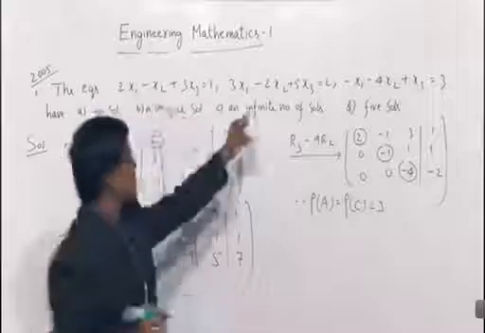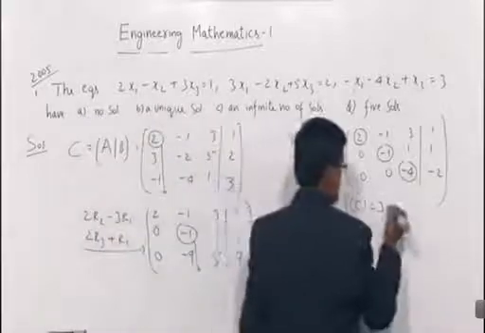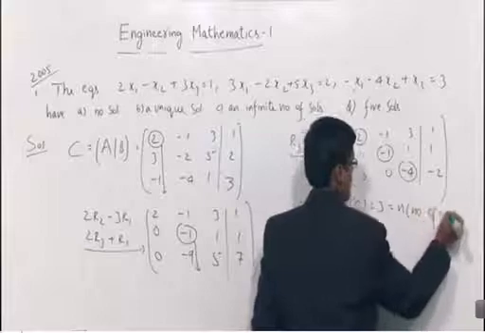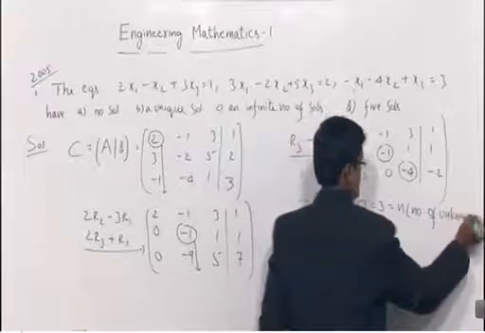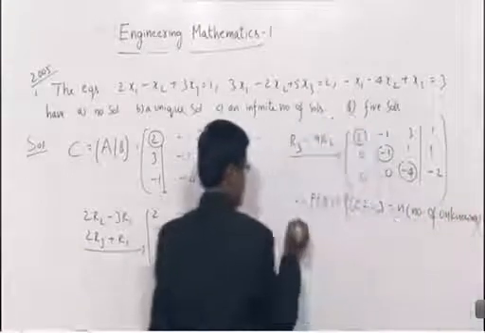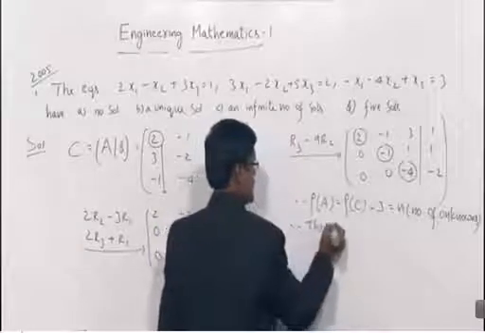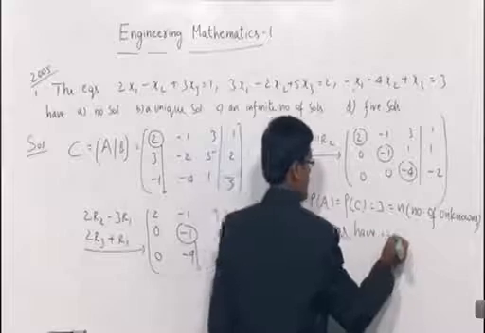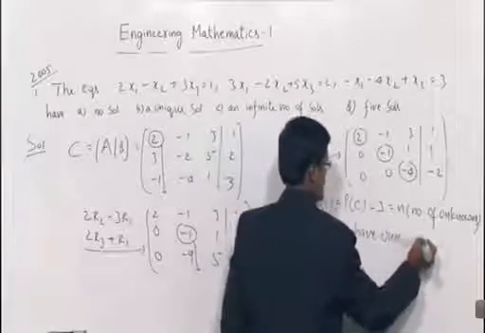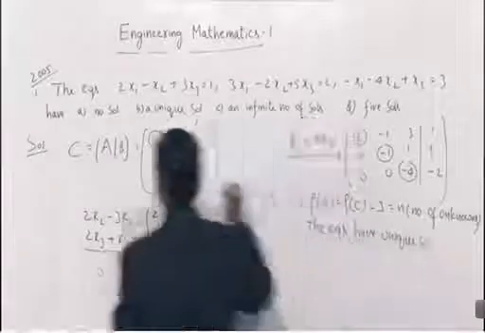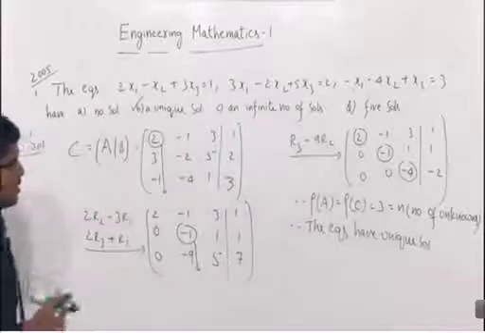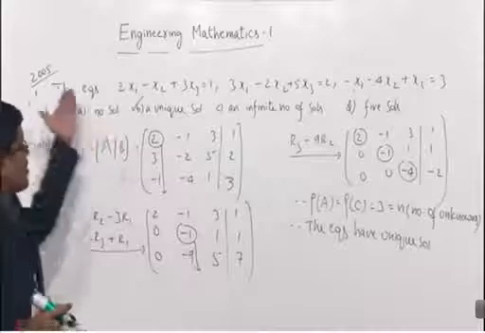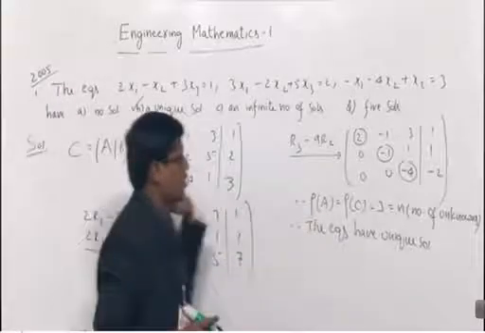The number of unknowns is x1, x2, x3, so this is nothing but n. N stands for the number of unknowns. Therefore, the given equations have a unique solution. So put the tick for option B. Next I will show how to find the solution, but by the given question requirement, this step is over. It is over. Okay.